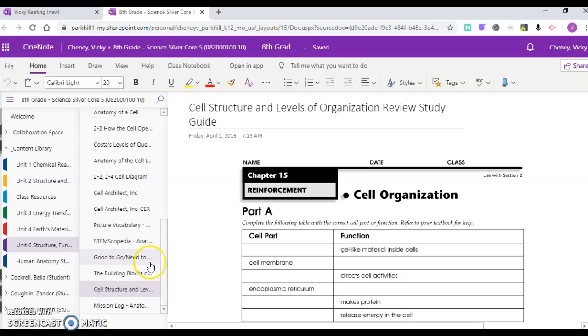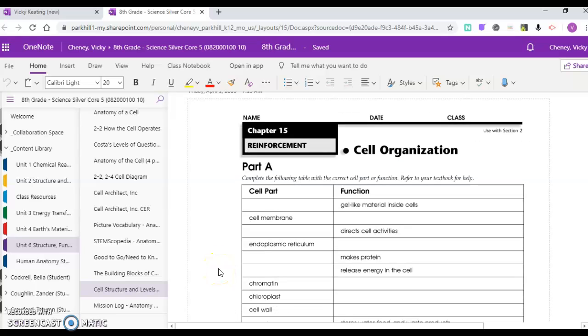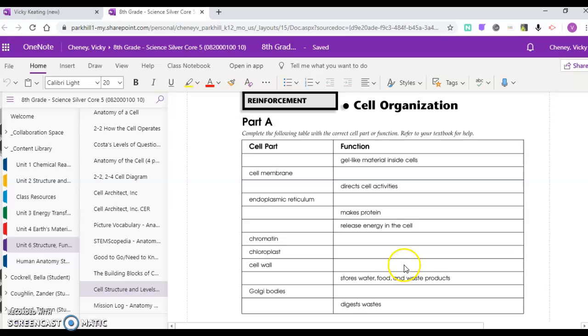So the assignment that I have for you guys is the Cell Structure and Levels of Organization Review Study Guide. On here, there is Part A, and it says complete the following table with the correct cell part or function. I know it says refer to your textbook for help, but you can look back at your STEMscopedia because that is your textbook. So please fill in the cell part and the function. Your quiz includes the cell parts as well as the functions of those different cell parts or organelles.